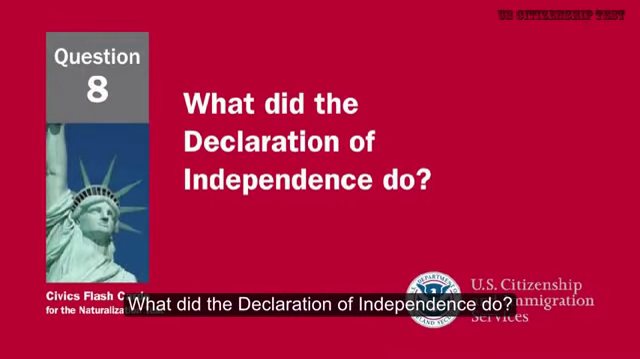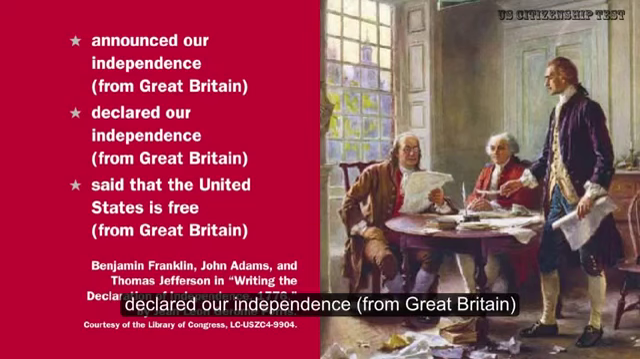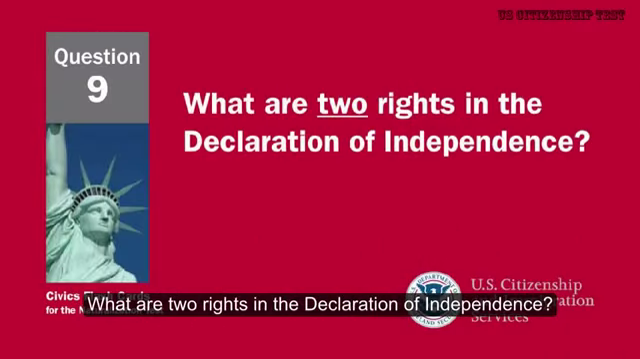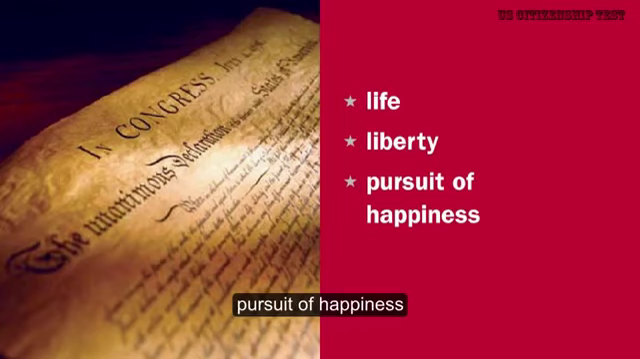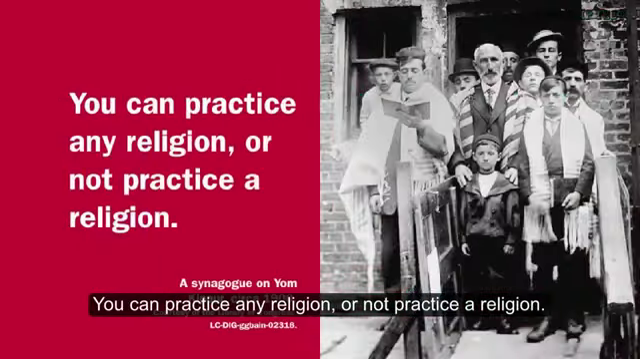What did the Declaration of Independence do? Announced our independence from Great Britain. Declared our independence from Great Britain. Said that the United States is free from Great Britain. What are 2 rights in the Declaration of Independence? Life. Liberty. Pursuit of happiness. What is freedom of religion? You can practice any religion or not practice a religion.